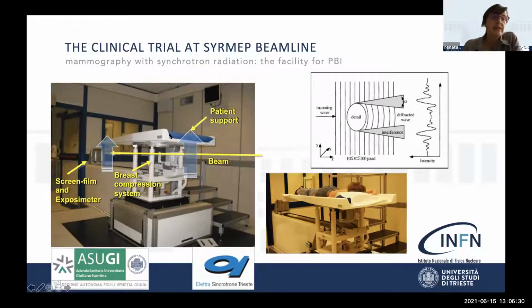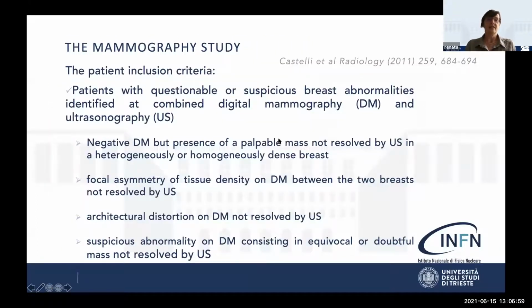In order to acquire the mammography, we moved the patient and the film screen system in front of the beam. Why screen film? Because this is a 15-year-old study, and at the time of the study, the film was the only detector that allowed us a spatial resolution high enough to detect the interference pattern. The study was published about 10 years ago.